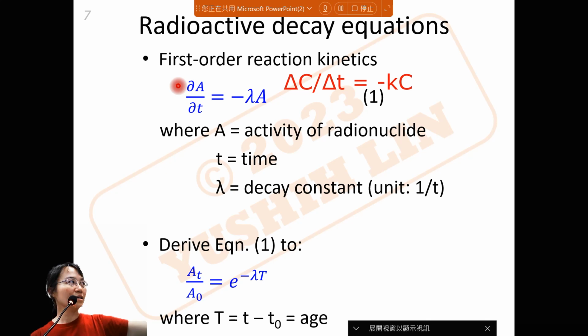Reaction rate is related to concentration. The higher the concentration is, the faster the reaction rate will be. That's the explanation of this equation. And k is a reaction-specific constant. So every reaction has its own constant. So that's the first-order reaction kinetics. It's related to concentration. There is another often seen kinetics.